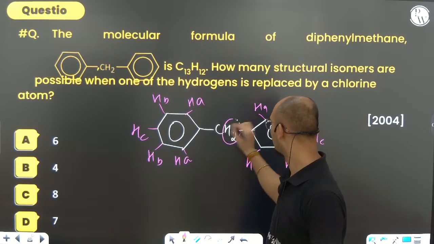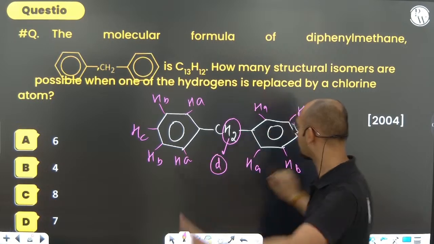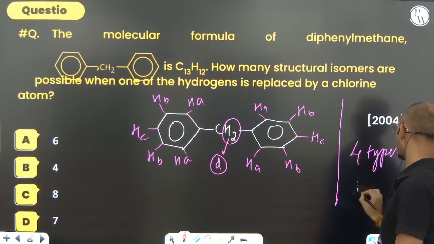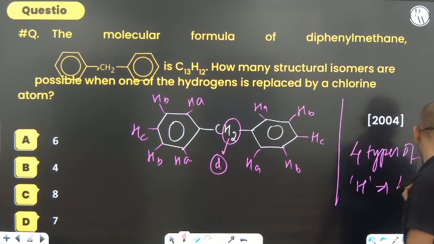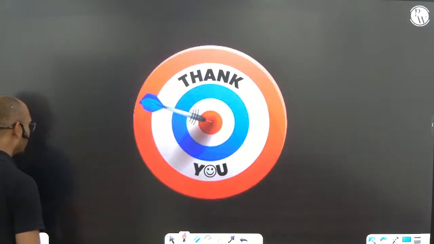Can you see this one? So this is what? D type. It is what? HD type. So how many types are there? 4 types of hydrogen are there. So therefore 4 products are there. So possible products are how many? 4 products will be there.